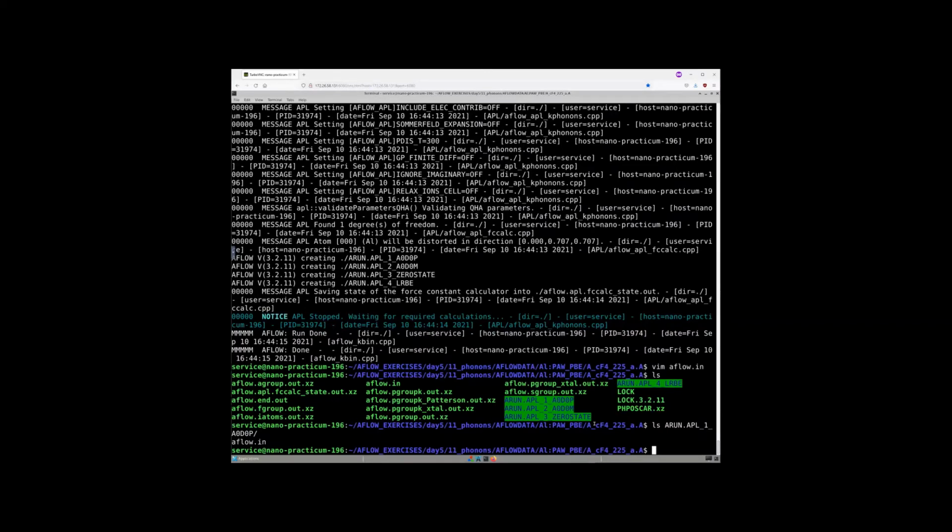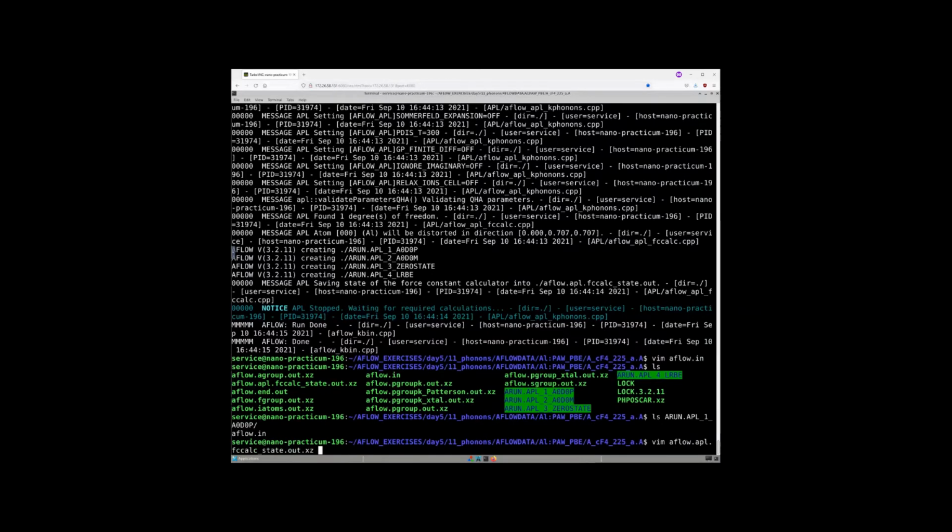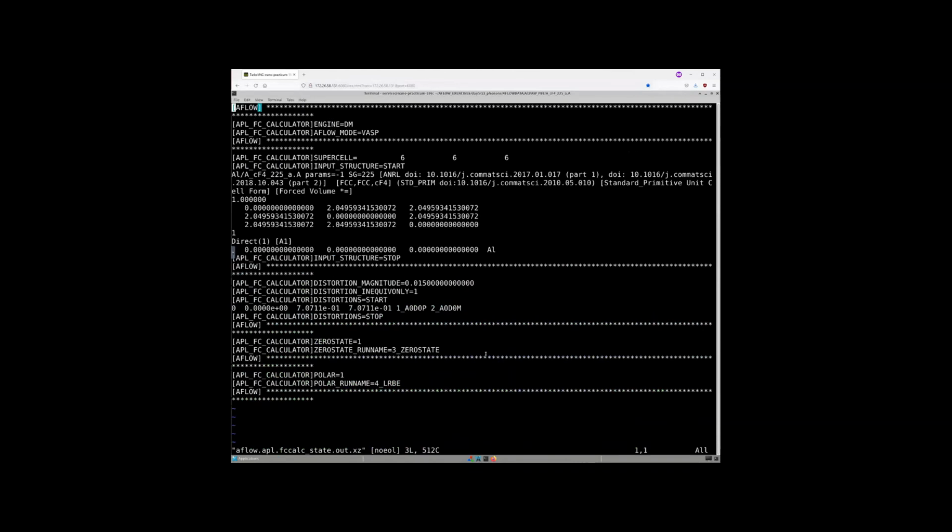So now, what kind of structures were created inside? For that, let's open aflow.apl.fccalc.state.out. I'm just going to write that file name in the chat. It contains some information about what kind of cell was built. The important part here is the supercell. It is a 6x6x6 supercell.